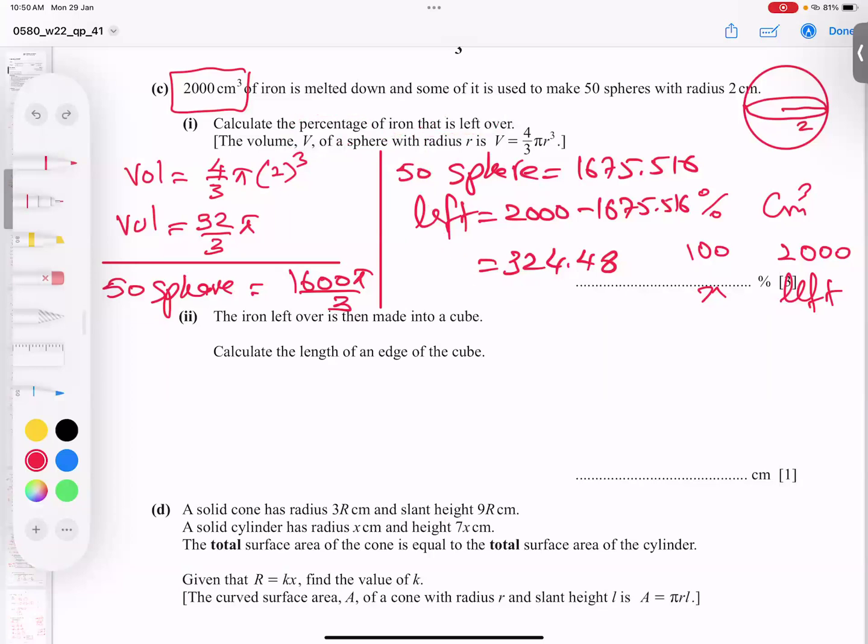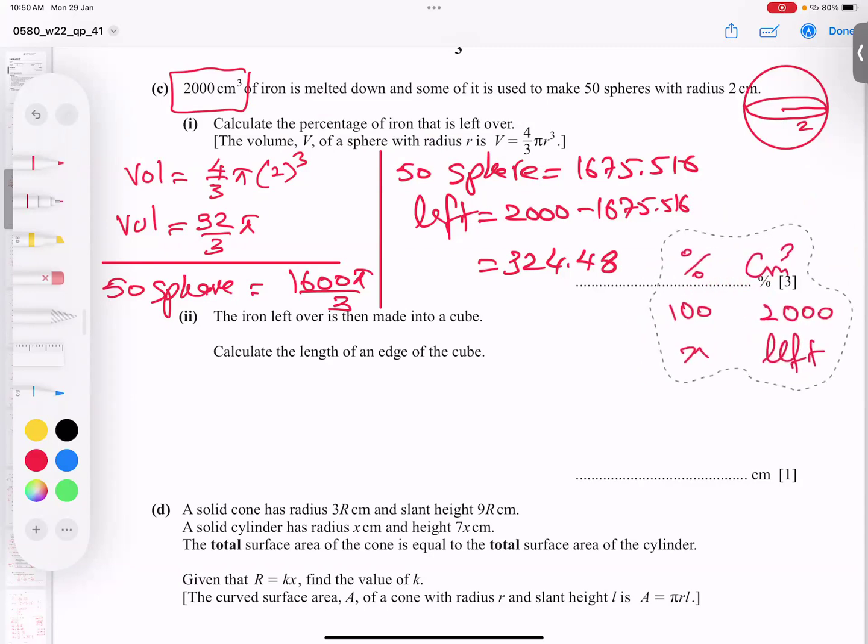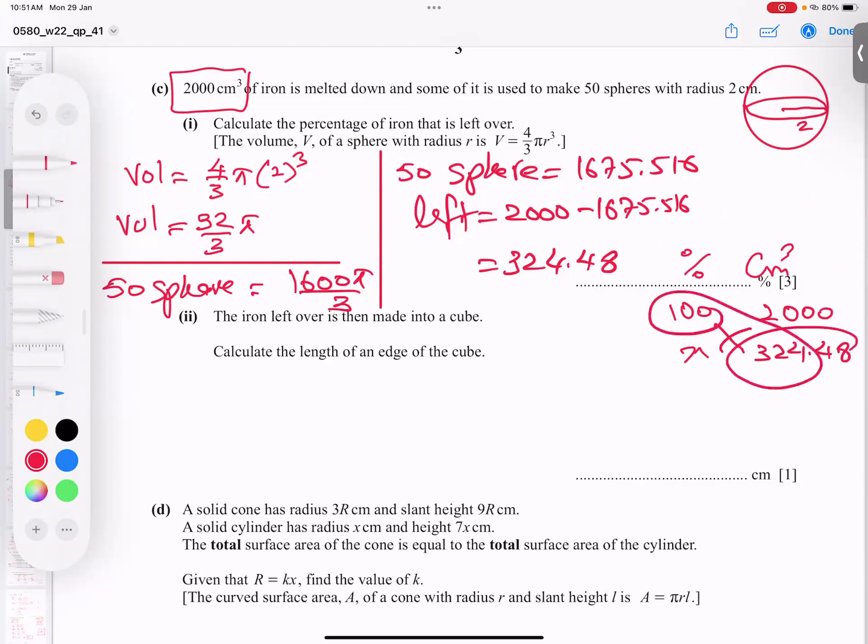So you know this 2000 centimeter cube is taken as a full. Full means 100%. Okay, full is called 100%. And I'm looking for the left. So I'm erasing this. Wait a minute. I am bringing down number 1 here, erasing this left word, and this value I'm going to copy here. 324.48 cross multiply. So this multiplied with 100, and divided by 2000. The answer is coming 16.2% left behind. That is the answer for part C.